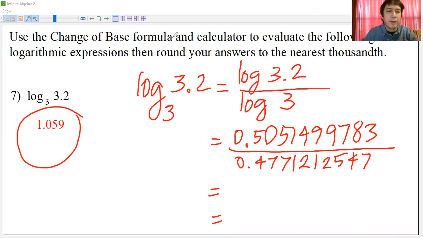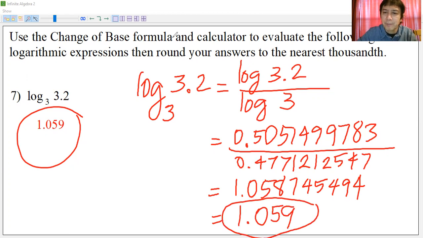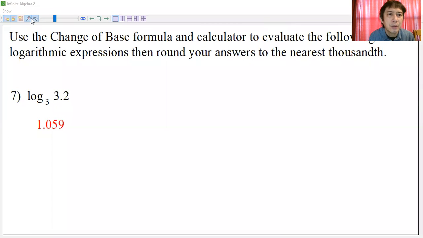There. And so we will just divide this. You have 1.058745494. Okay, rounded to the nearest thousand, this is the same, 1.059. There. So it won't matter whether you use base 10 or natural logarithm base or any other base, it gives you the same answer. There. So let's proceed to number 8. Let's do number 8, the last number.